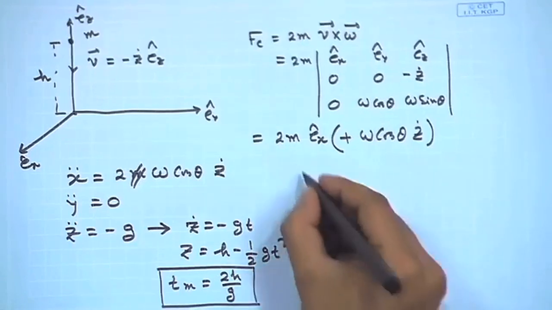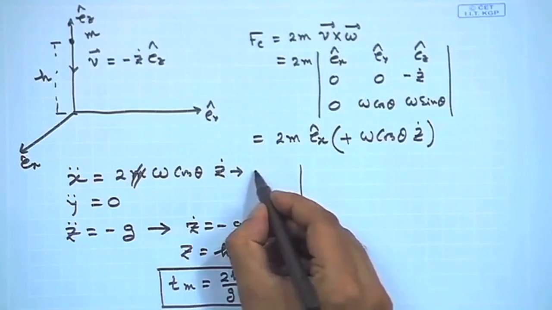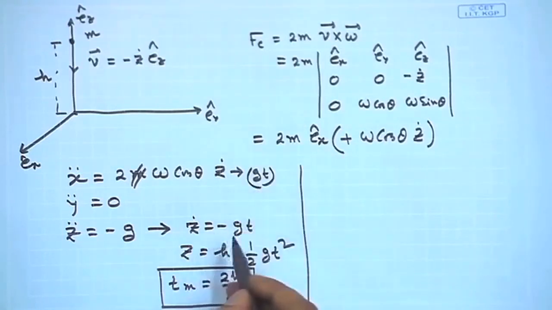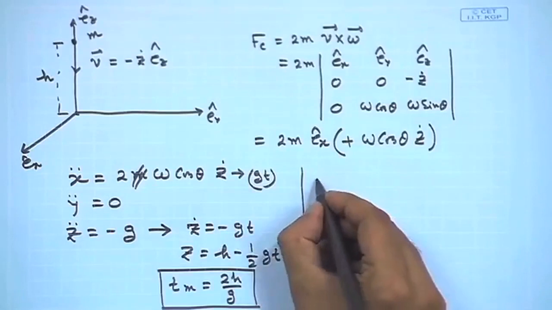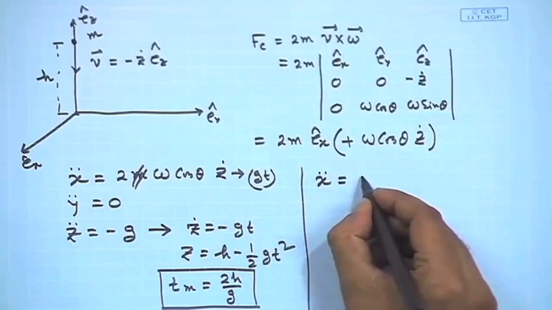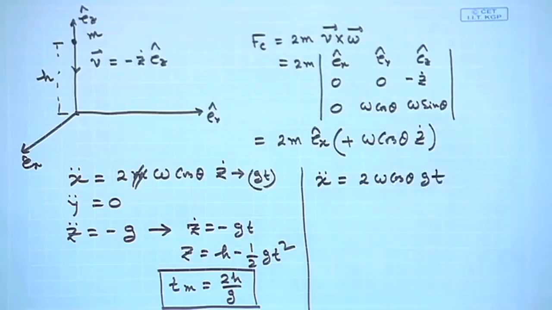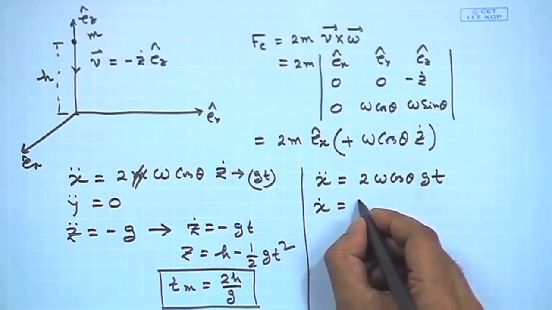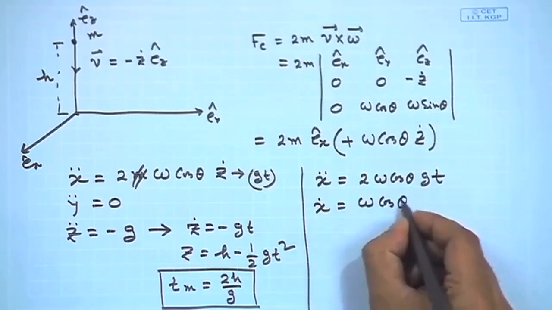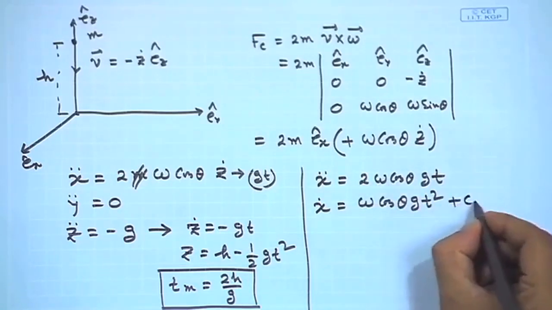Now, what we can do is substitute z dot with gt, and please remember we cannot write minus gt here because we have already included the minus sign earlier. So, we need to write x double dot is equal to 2 omega cos theta gt. Now integrating it once will give you omega cos theta g t square, this 2 will cancel, plus some constant c1.